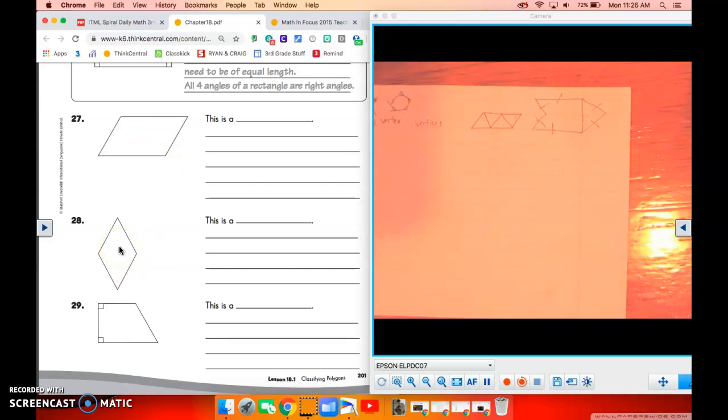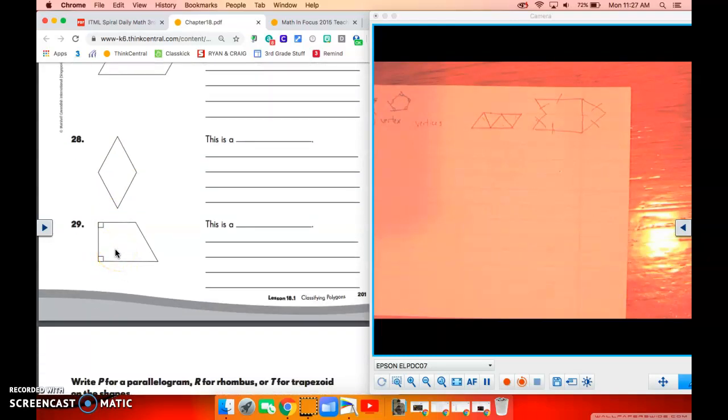This is a rhombus. All 4 sides of the rhombus are the same length. It has 4 angles, and the opposite sides are parallel. So this line segment and this line segment are parallel. This line segment and that line segment are parallel, and all 4 are the same length.